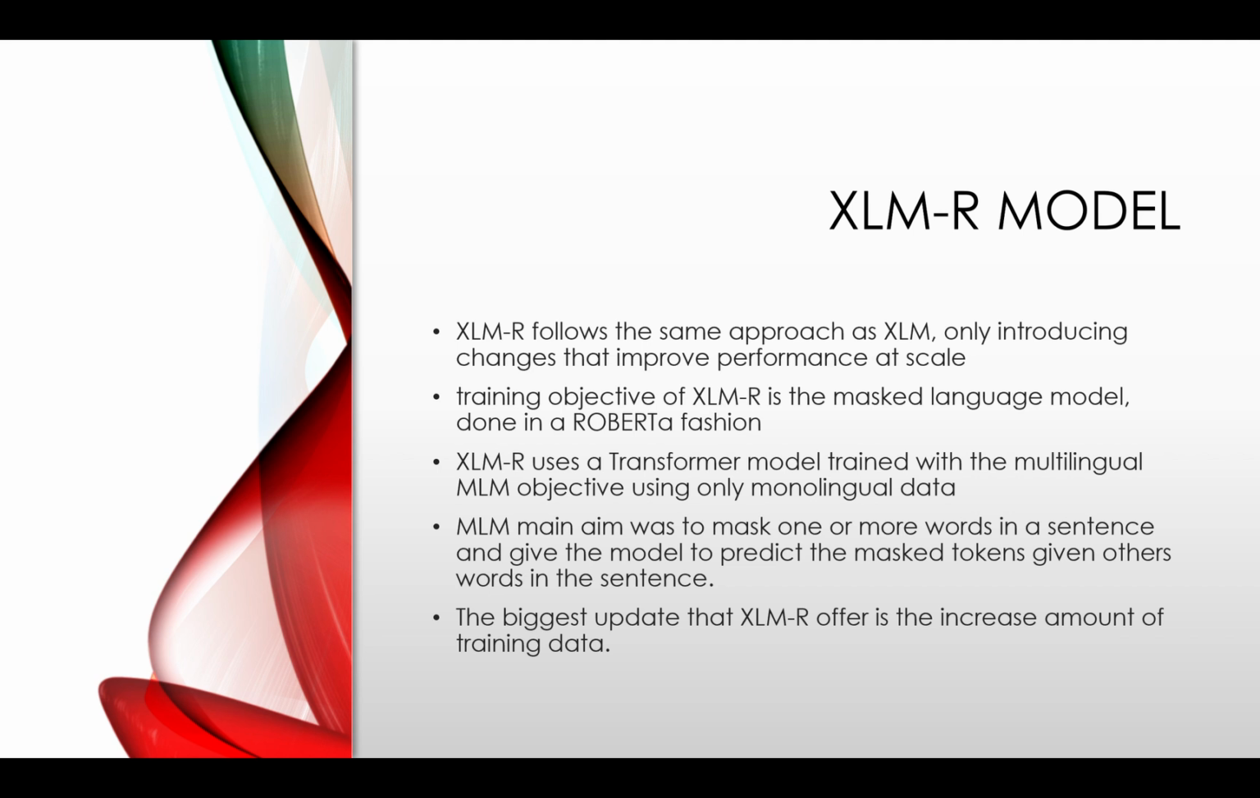And one of the biggest updates of XLM-R was that it provided an immense amount of training data, around 2 to 2.5 terabytes, which uses the CommonCrawl data instead of Wikipedia. And even for low resource languages, the CommonCrawl data was enough. Overall it increases the size of the dataset.